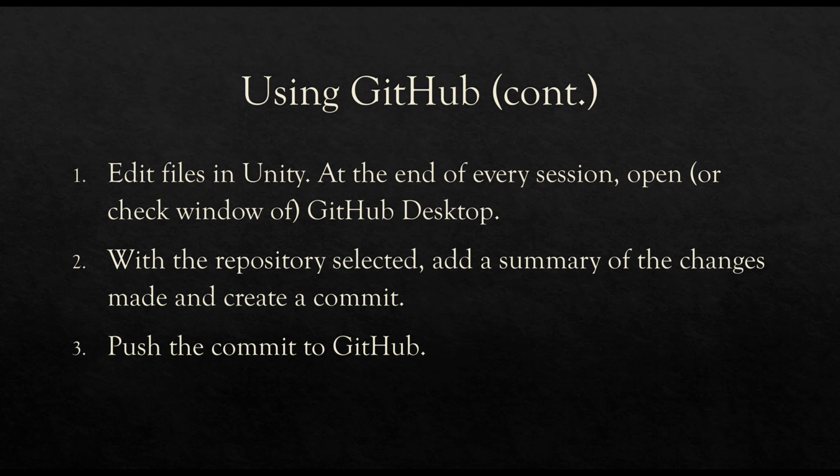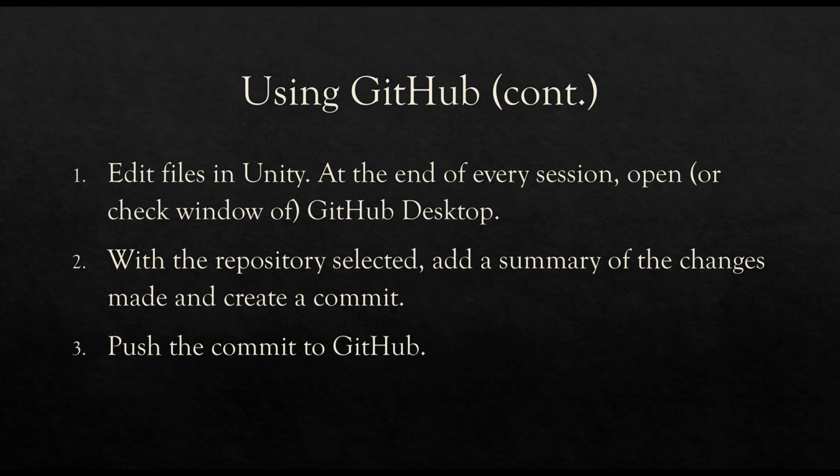Then for step 2, with the repository selected, so whatever we created earlier, for this example would be starter project, but it could be the name of a different project with a different repository. We're going to add a summary of the changes, describing what changes we made in between. We're going to create a commit, which will be a list of changes. Then we will push, sending to GitHub the list of changes we made locally to the server.